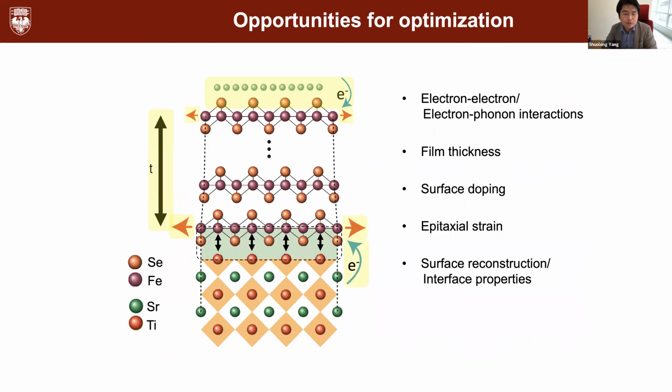So of course, this is a thin film sample, so I'd like to highlight that there are numerous opportunities for optimization. So for example, you could engineer the electron-electron or electron-phonon interactions. You could vary the film thickness. As a matter of fact, even a second layer does not superconduct. And you could also do surface doping to change the electron concentration on the thin film. You could grow the material on different kinds of substrates to tune the epitaxial strain. And finally, the epitaxial growth of this material depends very sensitively on surface conditions of the substrate. So what kind of surface reconstruction or interface properties would also sensitively tune the properties.